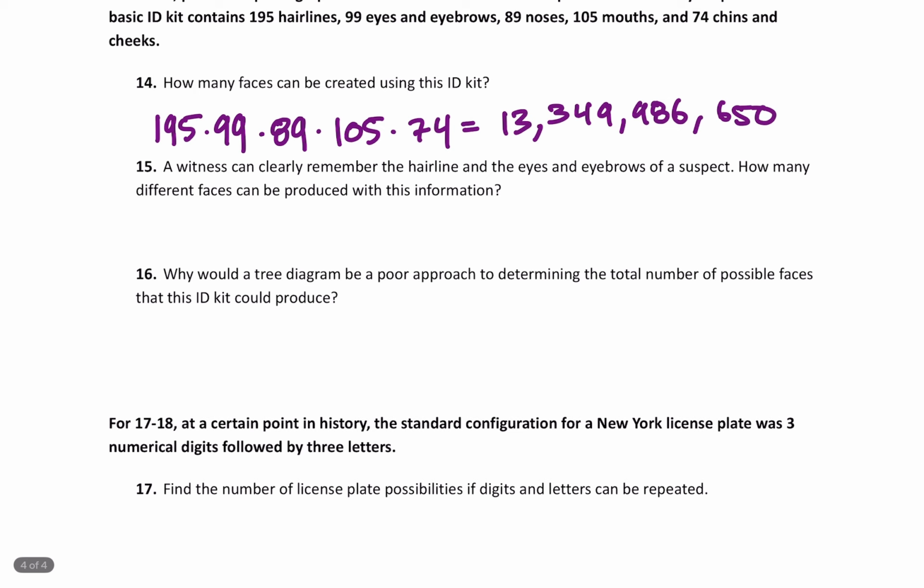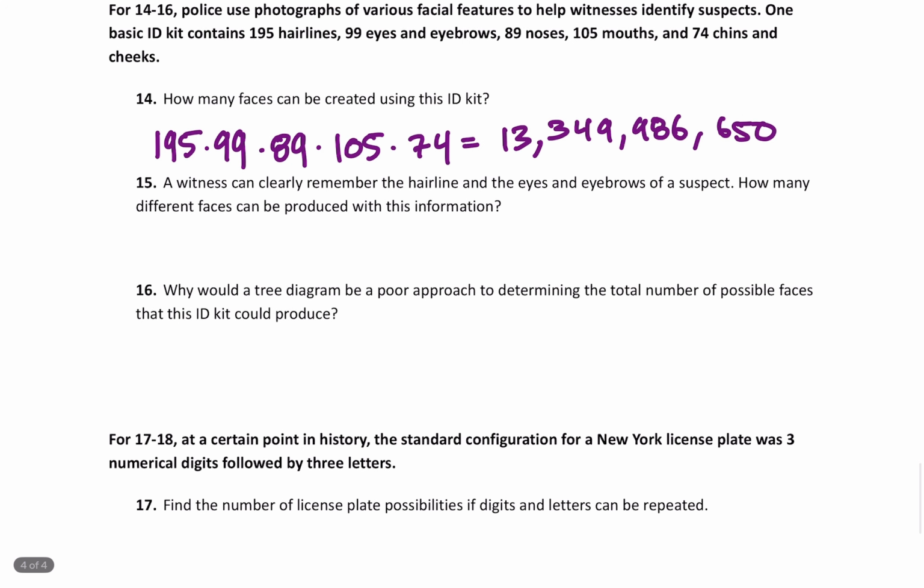But now a witness can clearly remember the hairline and the eyes and eyebrows of a suspect. How many different faces can be produced with just this information? We've got hairline, which we know is 195. And then we've also got eyes and eyebrows, which we know is 99. And if we multiply those together, we get 19,305.